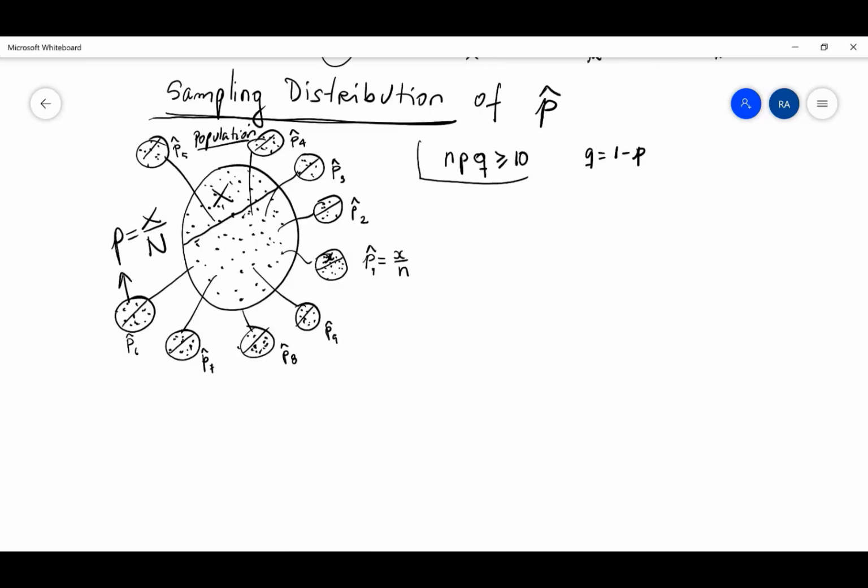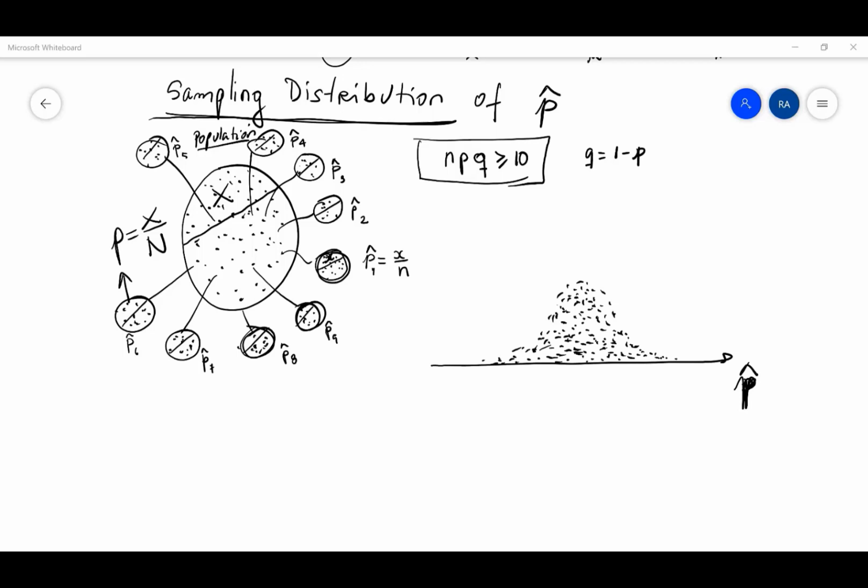For proportion, that is the condition: np q is equal or bigger than 10. In those cases, when we organize all of these samples, represented by points in this number line, according to their corresponding sample proportion, we obtain this pile. And in the center of this pile, we have the true proportion of the population. That is the most popular sample proportion among all of these samples.